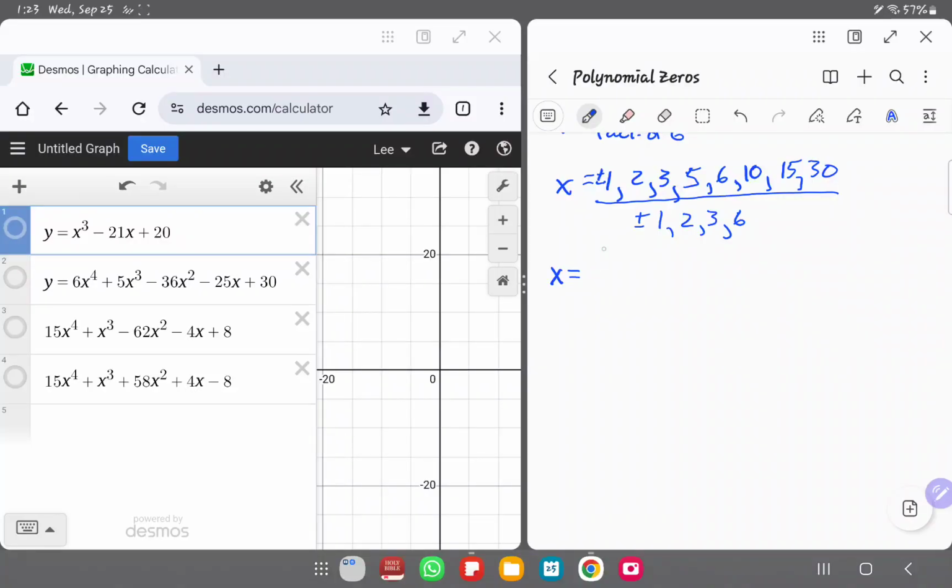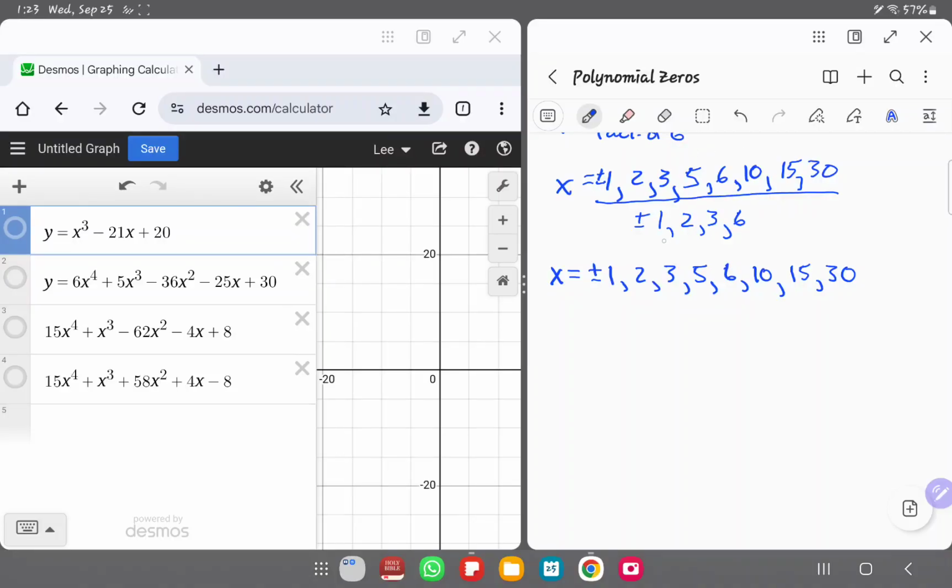So let's see. This would be all of the whole numbers over 1. So we can just go ahead and list those out. We'll say plus or minus 1, 2, 3, and I'm not writing the plus or minus with each number. Just keep in mind, all of these are considered to be either positive or negative. All right, 6, 10, 15, and 30.